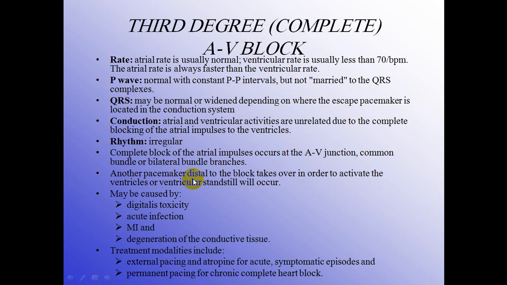Well, the third degree heart block is what is called complete heart block. Atrial rate is usually normal. Ventricular rate is usually less than 70 beats per minute. The atrial rate is always faster than the ventricular rate. The P wave is normal with a constant PP interval, but not married to the QRS complex. I mean, the atria contract and depolarize by themselves, and the ventricles by QRS complex, by themselves too. So it is not married.